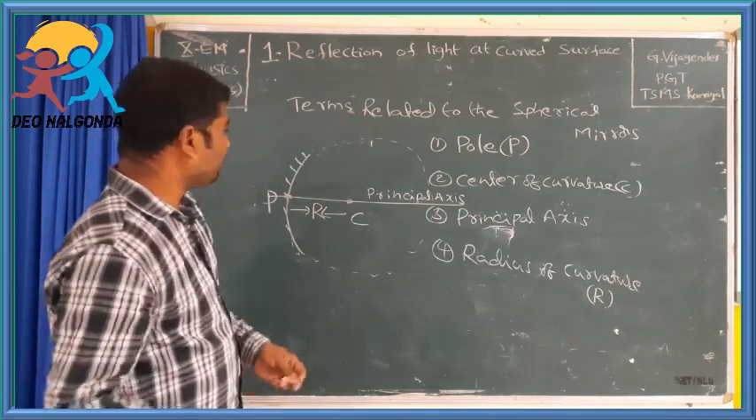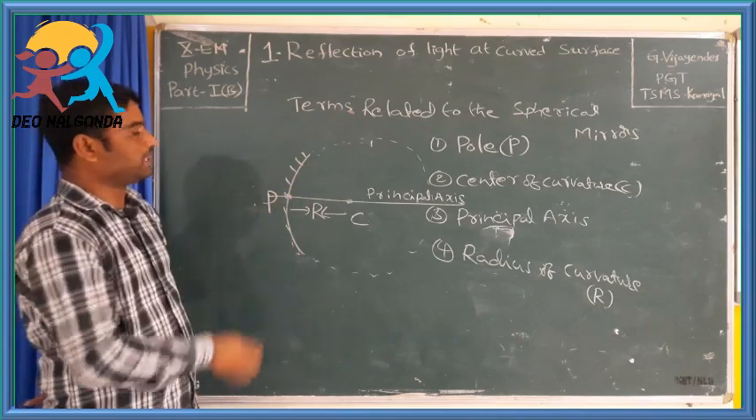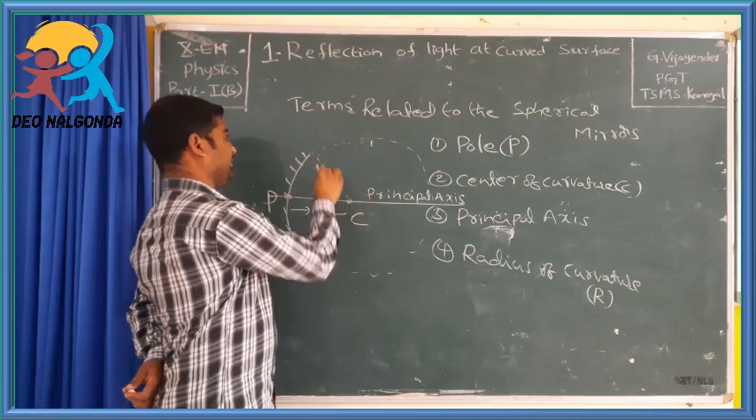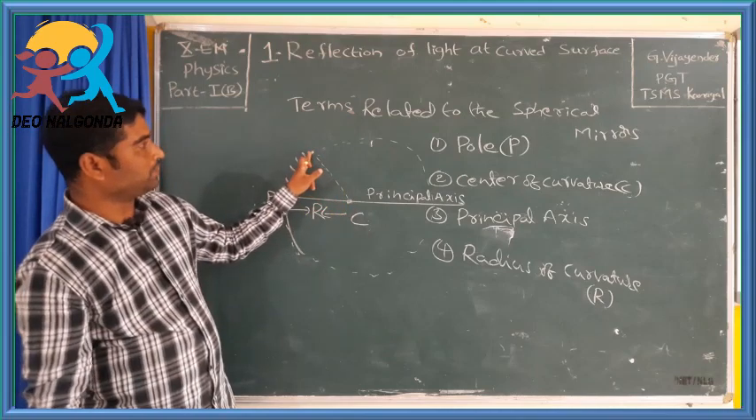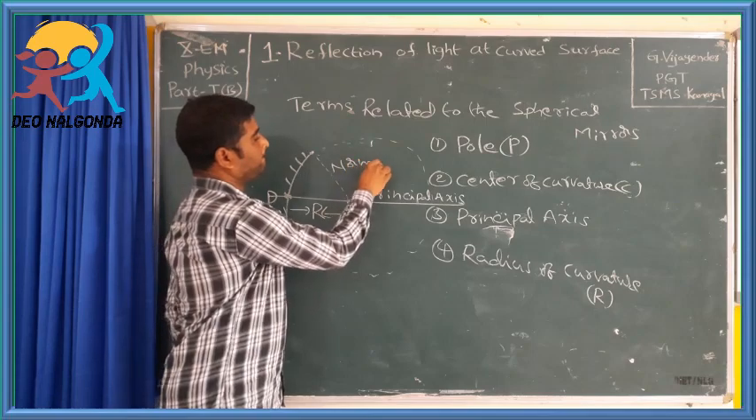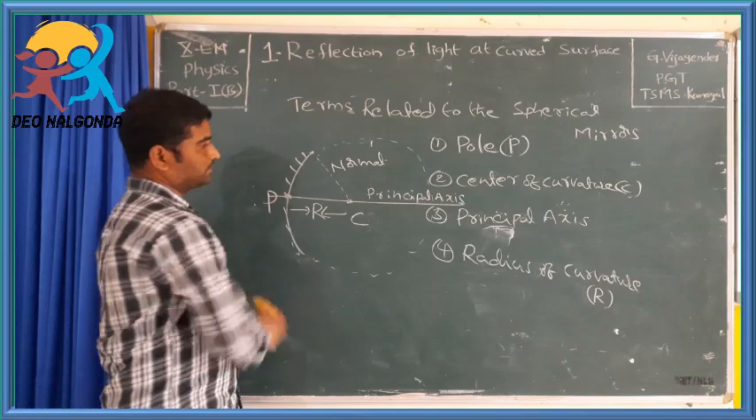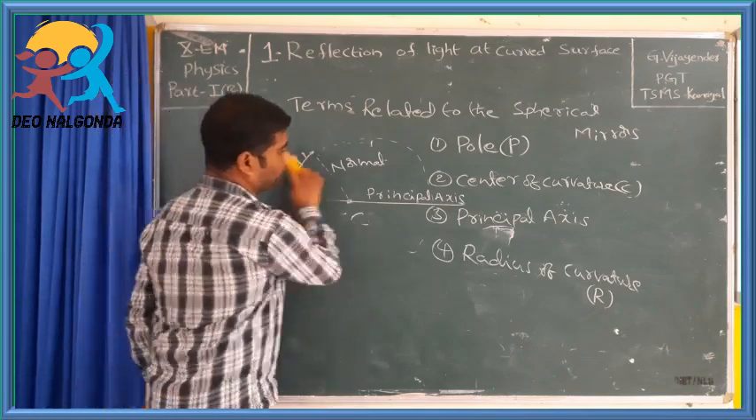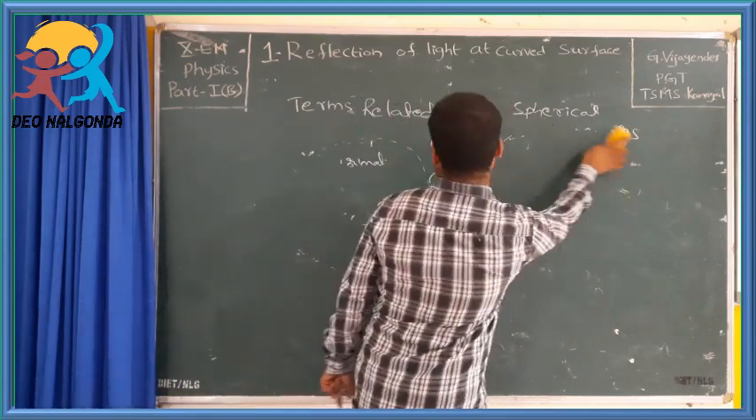Now, to draw the normal to any point on the spherical surface, we just draw a line. The line from the center to any point on the spherical mirror will give the normal at that point. Next, we are going to learn how to find the focus and focal length of the concave mirror.